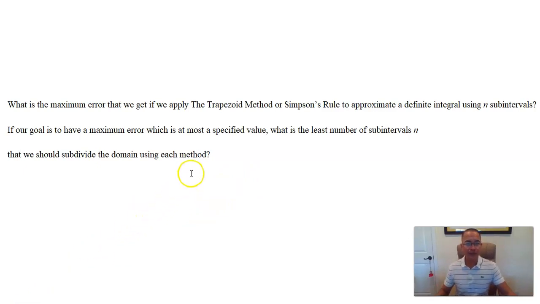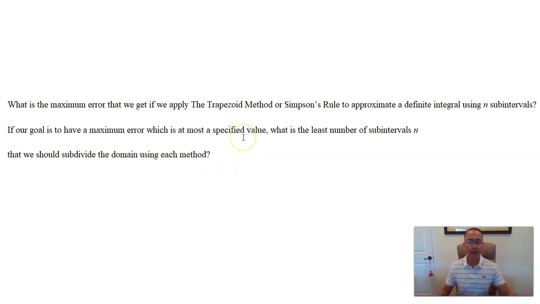The second question that we're going to ask is, if you want a maximum error of a certain amount, for example, you're not happy with your error because it's only accurate to 0.0001. That's not good enough for you, let's say, or your boss, more importantly. So how can we make the error even smaller? Well, we raise the number of subintervals.